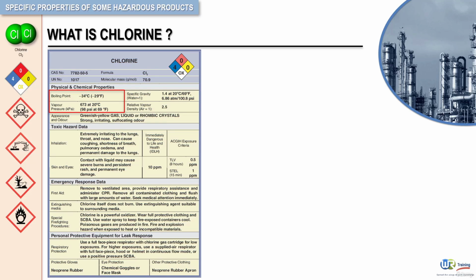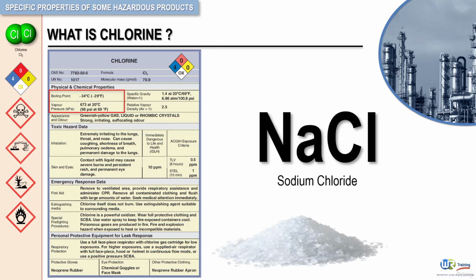Because chlorine is very reactive, it does not exist as a gas in nature. However, it is often found combined with other elements. The most common chlorine compound is salt, or sodium chloride, which is found naturally in seawater and rock salts.